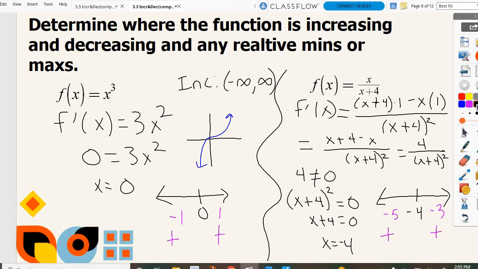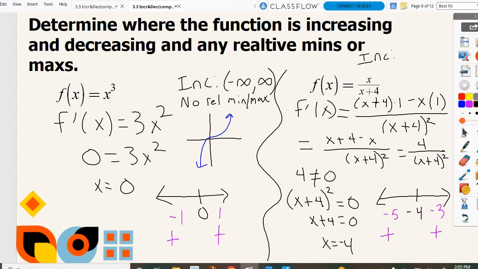So it's increasing. Negative infinity to negative 4, union negative 4 to infinity. Oh, wait, because that one was undefined. Correct. So notice on this one, right? It's not going to be everywhere this time. Because on my first one, 0, I can still plug in 0 and I get 0, and it's just a point. So it's increasing everywhere.